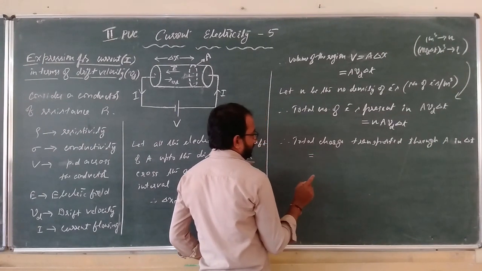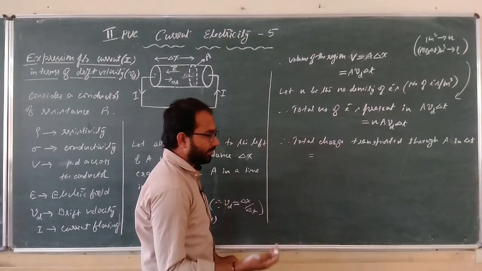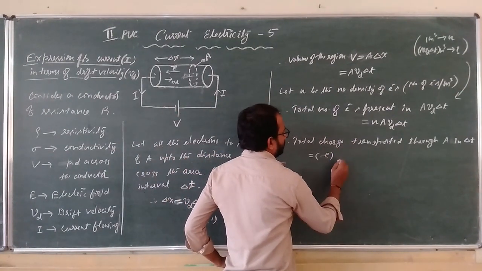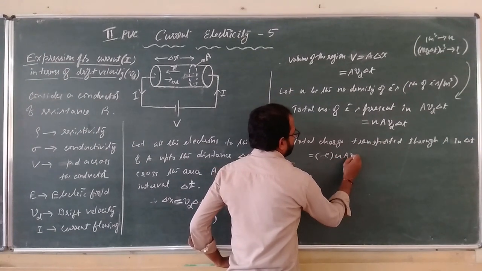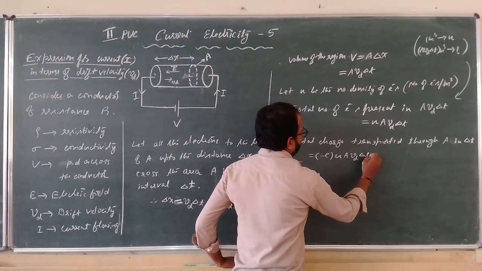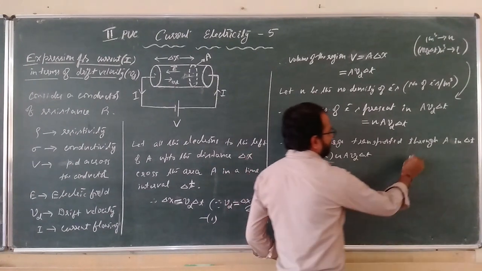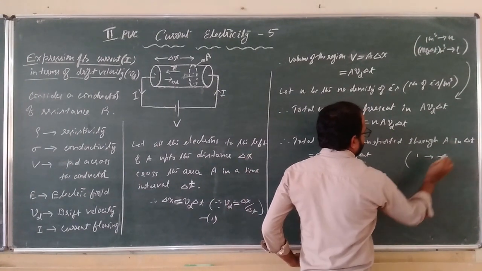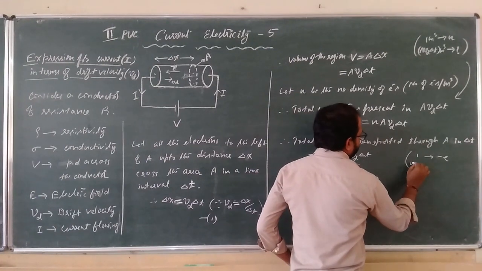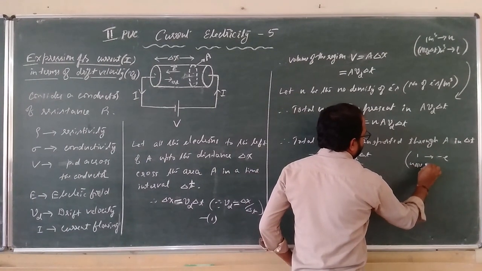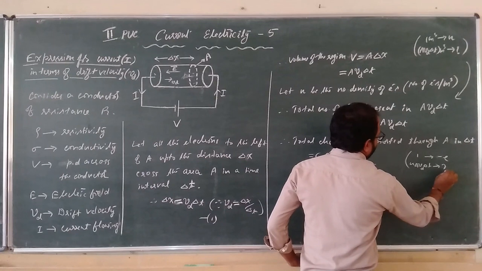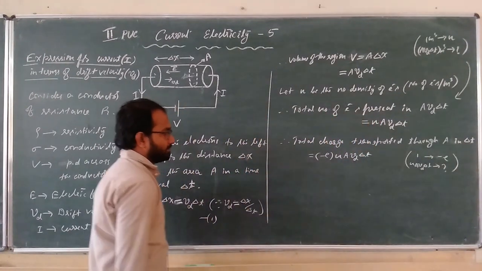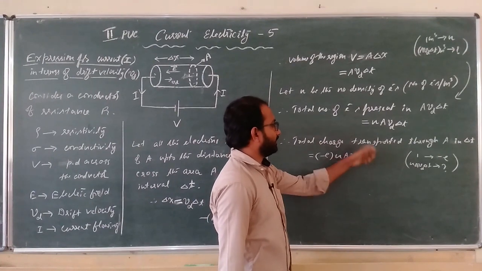Charge of each electron is e, polarity wise it is negative charge, into what is the number of electrons, right? Because one electron carries e amount of charge or minus e amount of charge. If number of electrons is n A Vd delta t, what is the amount of charge carried? So amount of charge flowing is minus e n A Vd into delta t.